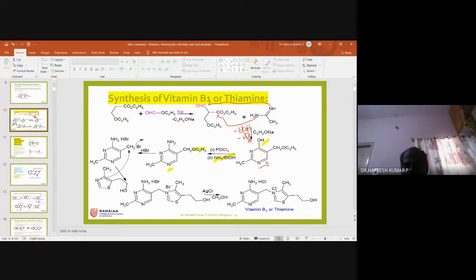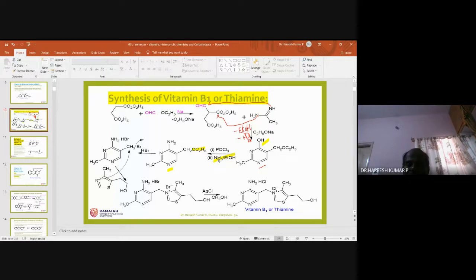In the pyrimidine, a hydroxy group is there. This hydroxy group is subjected to halogenation, that means conversion of alcohol into halide. So here the Cl is there, OH is replaced with Cl. The obtained chloro compound is treated with ammonia.